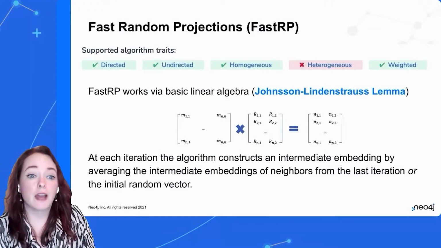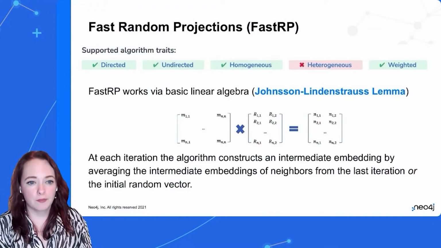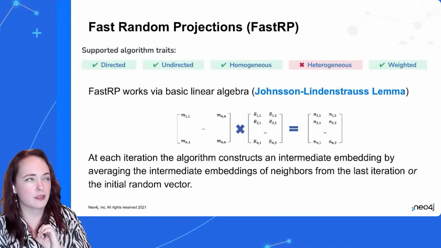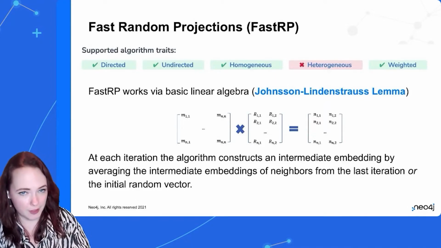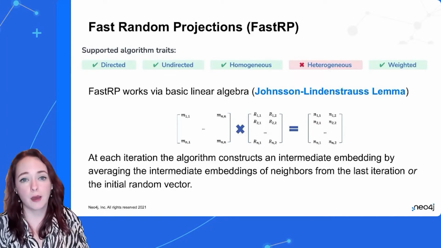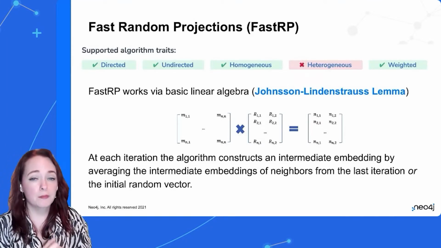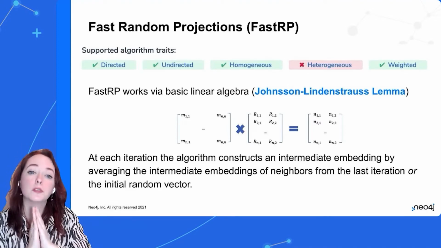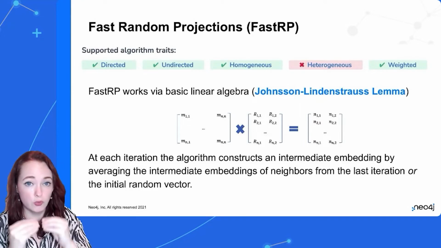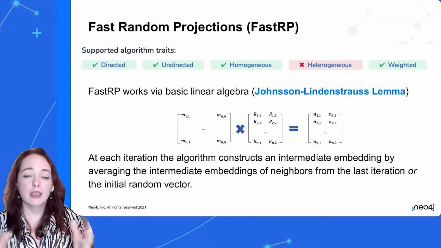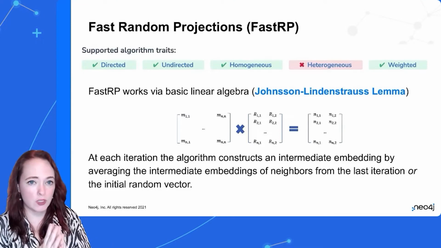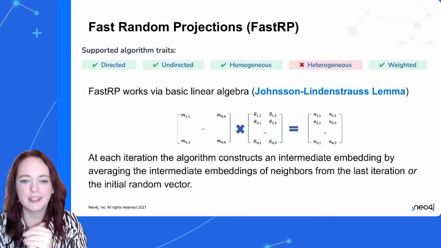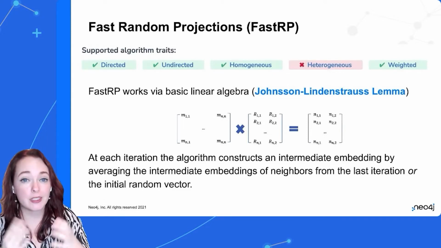So let's start off with fast random projections, or FastRP. This works via basic linear algebra, and it's the Johnson-Lindenstrauss lemma. What this says is if you take a matrix and multiply it by an appropriate matrix that's in a lower dimensional space, you can preserve the distance between two nodes or two entries in your matrix in a lower dimensional space. So you take that adjacency matrix we talked about, a 100 node graph, a 100 by 100 adjacency matrix, and multiply it by a special matrix.